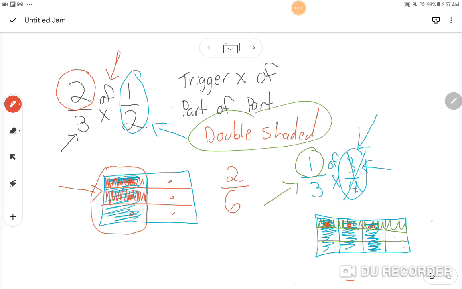So we have 3 now out of how many? 1, 2, 3. Remember, the bottom's the total. 4, 5, 6, 7, 8, 9, 10, 11, 12. 3 twelfths. So what is 1/3 times 3/4? 3 twelfths. Okay, let's try another one.